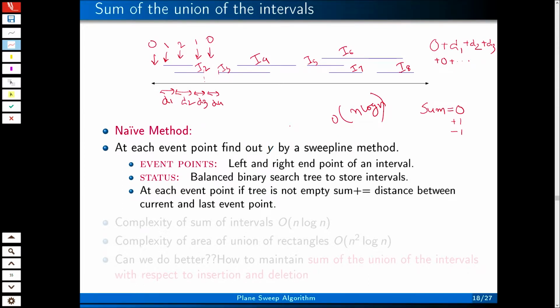We want to create a system where we can find out the union of the area quickly, and we can delete or insert an interval into the system very quickly. What is the problem with a binary search? If I change my array, I have to spend order n time, for which we have introduced the balanced binary search tree, where we can insert or even delete in log n time.